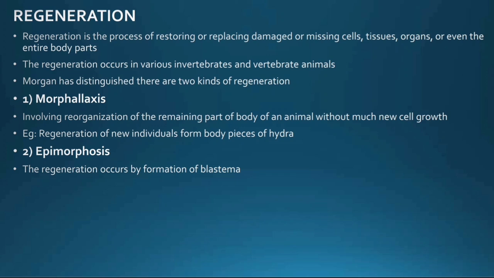Morgan has distinguished two kinds of regeneration. One, morphallaxis, involving reorganization of the remaining part of the body of an animal without much new cell growth, e.g., regeneration of new individuals from body pieces of Hydra. Two, epimorphosis, where regeneration occurs by formation of blastema.